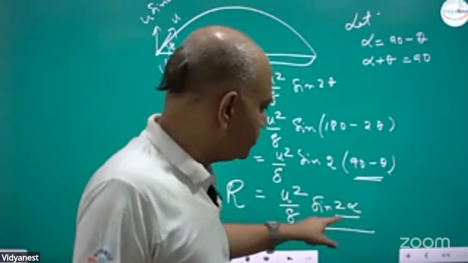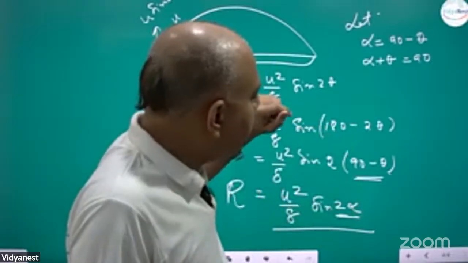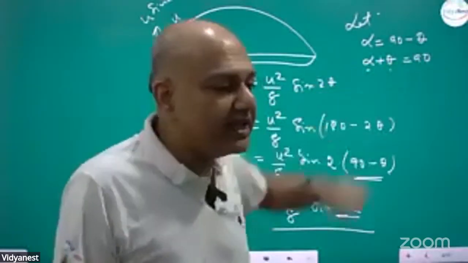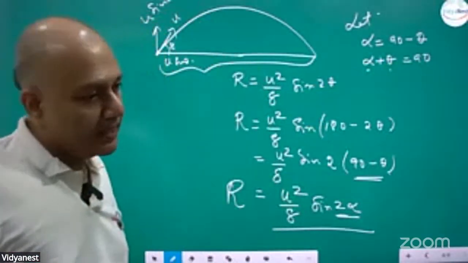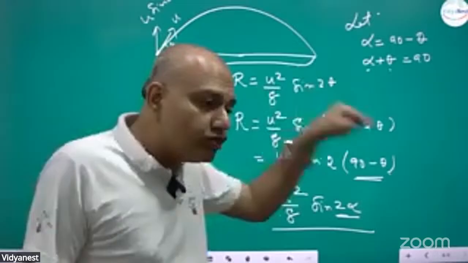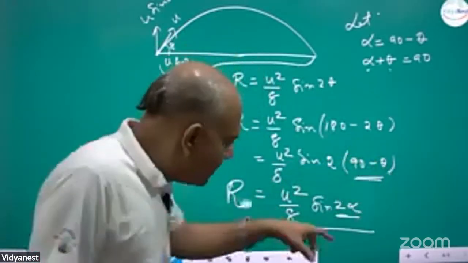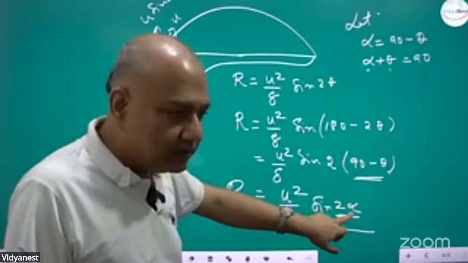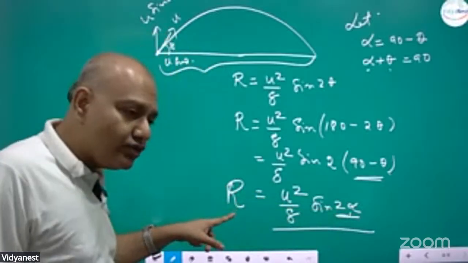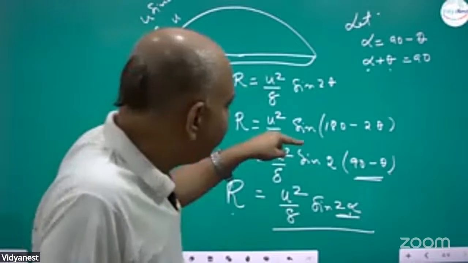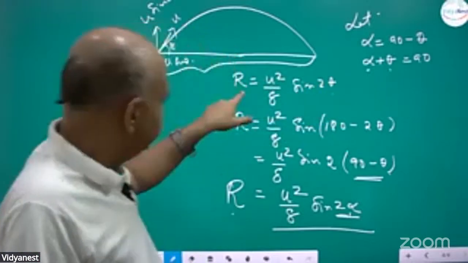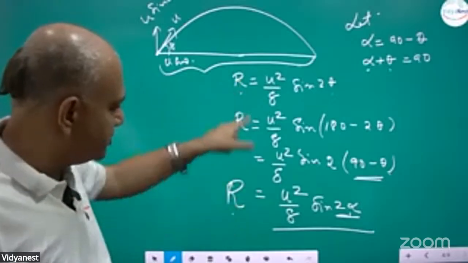This is 2 alpha. So alpha and theta, what is the relation between them? They are complementary angles. So what conclusion can we find from here? If I project the particle with the angle alpha, what horizontal range are we going to get? If I project the particle with theta, I'm going to get the same horizontal range, isn't it? I'm going to get the same range.